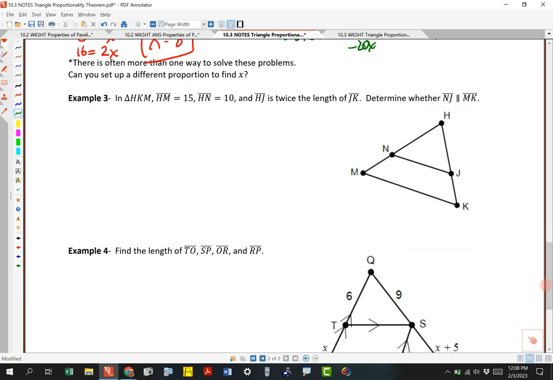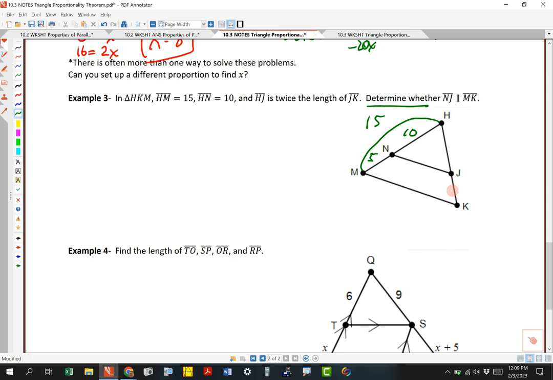Okay, come down here. Let's take a look at these guys. This one is a different question. Notice what it asks us to do. Determine whether those are parallel. And here's what it says. HM is 15. So that's 15. HN is 10. So this is 10. So we can figure out that this is 5. Not too bad. But then it says this. HJ, so this piece right here, is twice the length of JK, and you don't know what either one of them are.